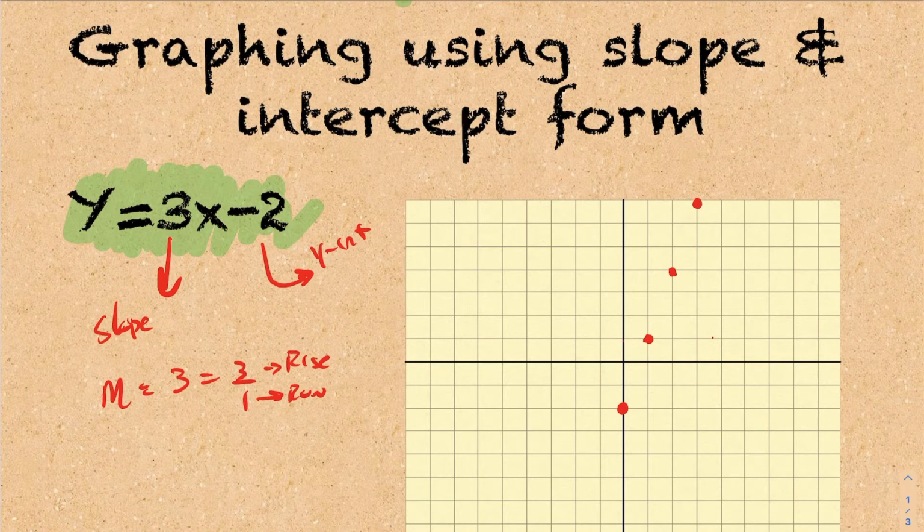So what you can do here is the slope of 3 can be written as negative 3 over negative 1, right? That would be equivalent. And this would be my rise, and this would be my run. So now instead I'm going to go down 3 units and to the left 1, plot a point. Down 3 units and to the left 1, plot a point. And now we have our linear relation graphed.